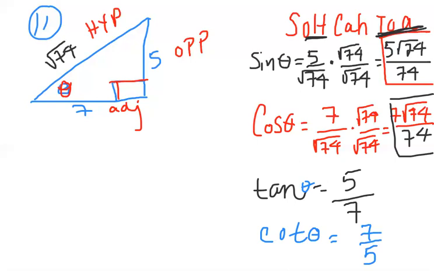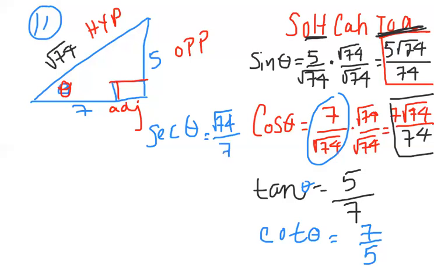Okay, so now I'm going to go to secant of theta, which is the inverse of cosine. So since cosine, the original answer, is 7 over square root of 74, I'm just going to do its inverse. So that would be the square root of 74 over 7. Notice I didn't use this one right here, guys. That would have been a mess, okay? We don't want to use that one.